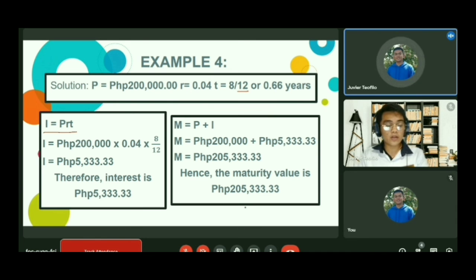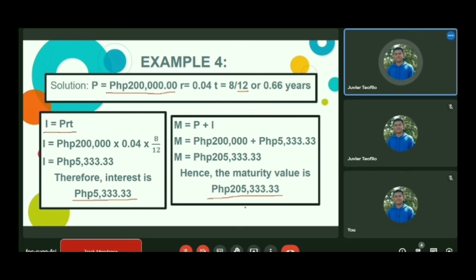Now, using our formula, I is equal to PRT, substitute the given, I is equal to 200,000 times 0.04 times 8 divided by 12. Then you have the interest of 5,333 pesos and 0.33 centavo. Now, as I have said earlier, our maturity value is the sum of the principal and the interest. Okay, so we have maturity value is equal to 200,000 plus the interest of 5,333 pesos and 0.33 centavo, which is now equal to 205,333 pesos and 0.33 centavo. Then this is our maturity value. Okay, are there any questions or clarifications?